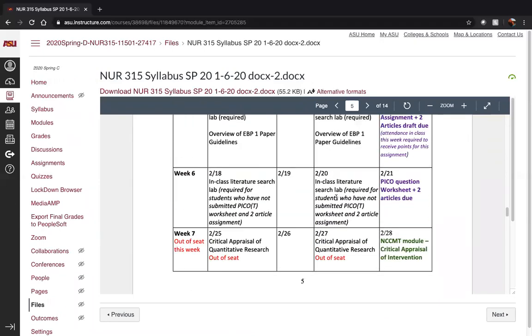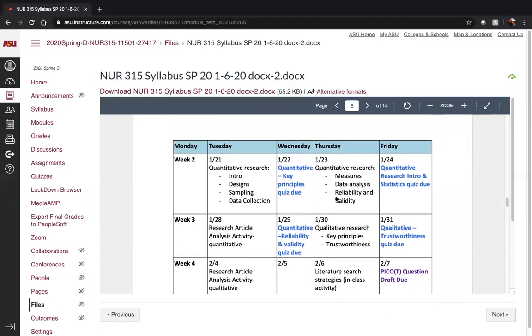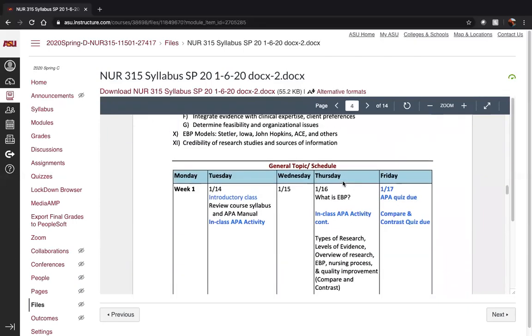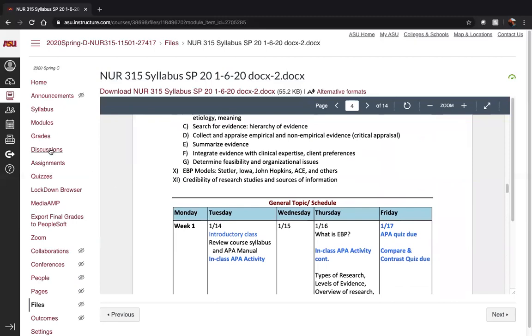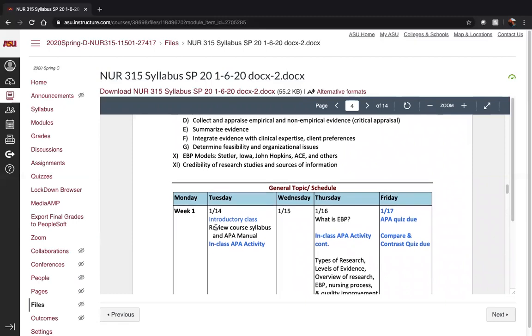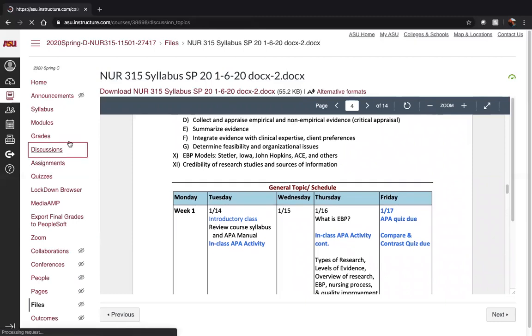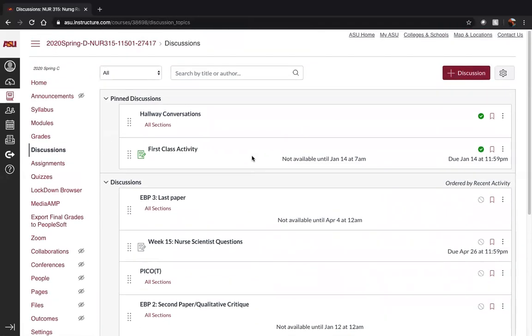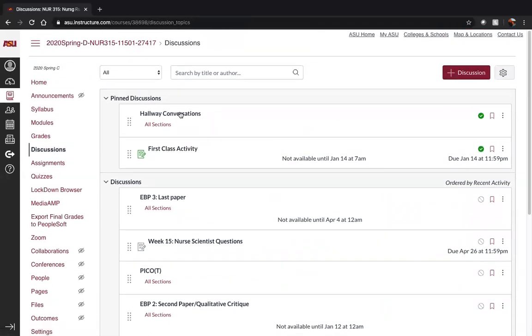So hopefully this gives you a breakdown. We start off with a foundation, and then we really jump into critically appraising specific nursing studies that you have found. So hopefully this helps. If you have any questions, remember we always have that discussion board, the hallway conversations, and then for any of the papers that are due, we'll actually have discussion boards for each of those papers. So we'll have an EBP1 discussion board, an EBP2 discussion board. For now, we just have our hallway conversations, but other discussion boards will pop up as those papers become relevant and you might have questions.